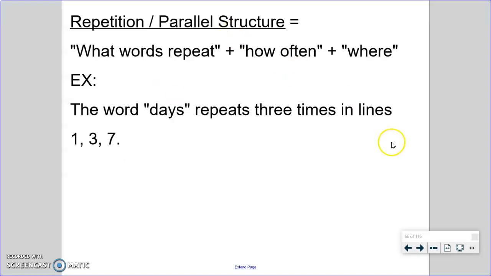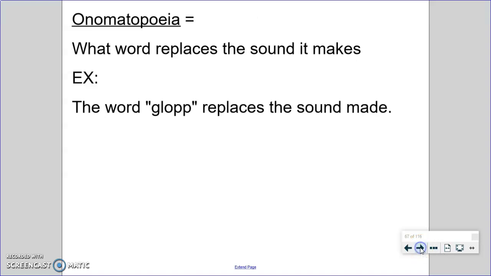That's our formula. Okay, and then the last one is onomatopoeia. Onomatopoeia is that sound word like bam or crack or pow or bang. We just want to write down for our formula here what word replaces the sound it makes.